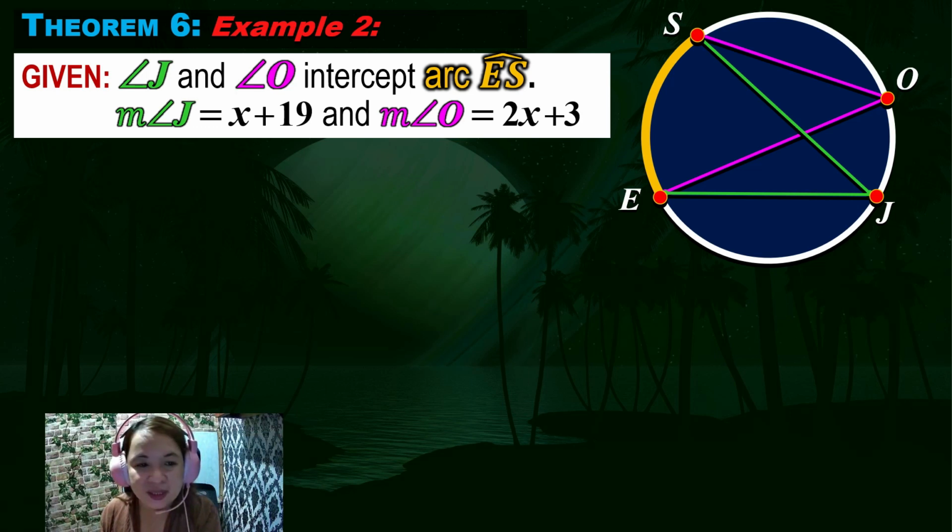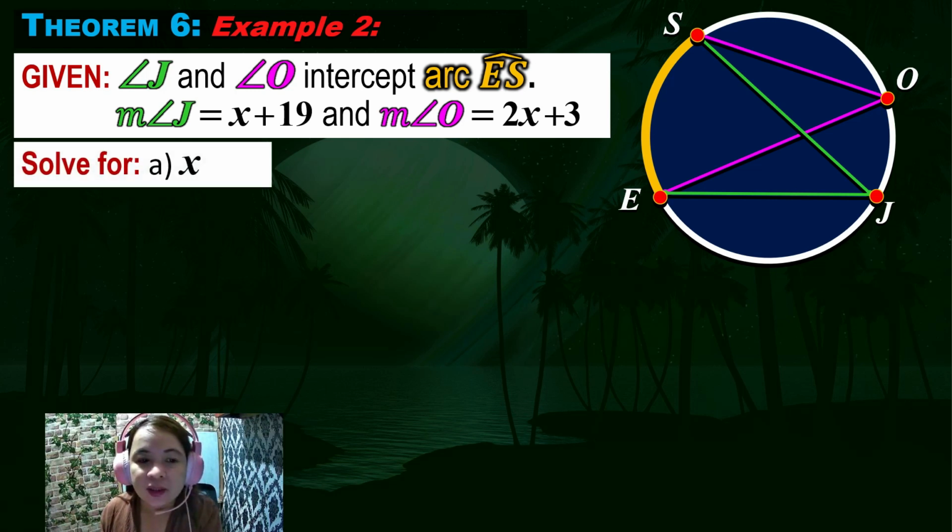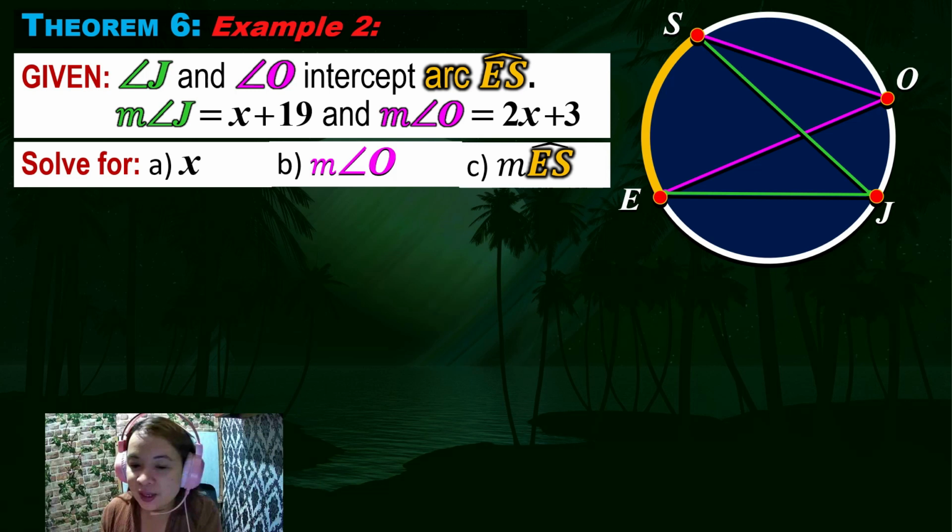Okay, let's have another example. So, the given is angle J and angle O intercept arc ES. The measure of angle J is equal to x plus 19 and the measure of angle O is equal to 2x plus 3. Now, we need to solve for x, the measure of angle O, and the measure of arc ES. Siyempre, para makuha natin yung measure ng angle O at saka measure ng arc ES, kailangan mahanap muna natin ang value ng x.